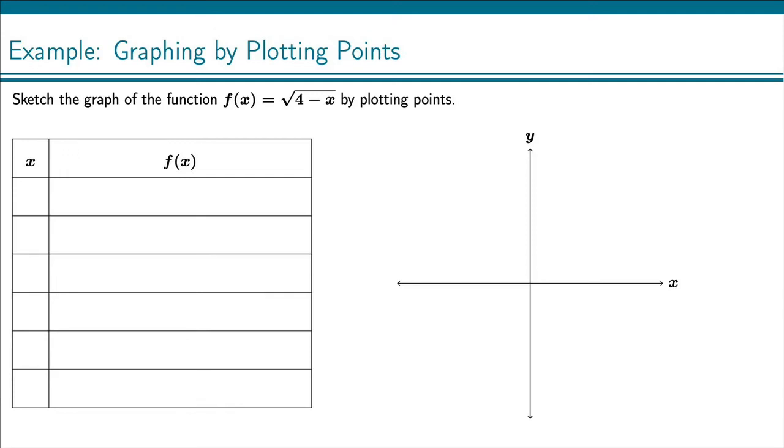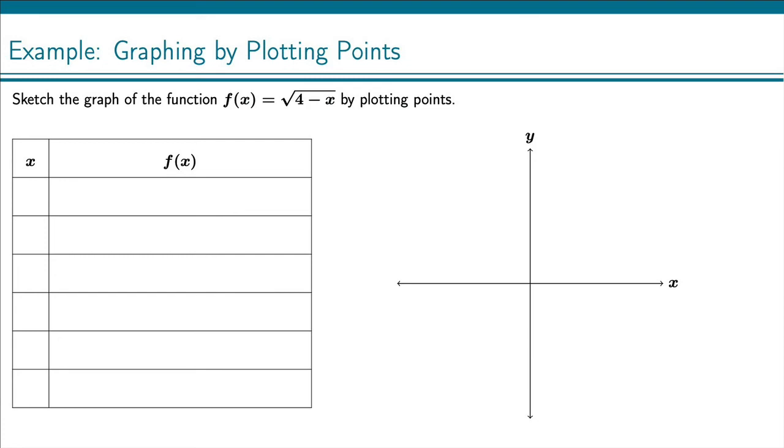Sketch the graph of the function f of x equals the square root of 4 minus x by plotting points. Plotting points to graph a function is pretty straightforward. However, sometimes the function does not easily lend itself to lots of different inputs. Specifically, the square root function is like that.